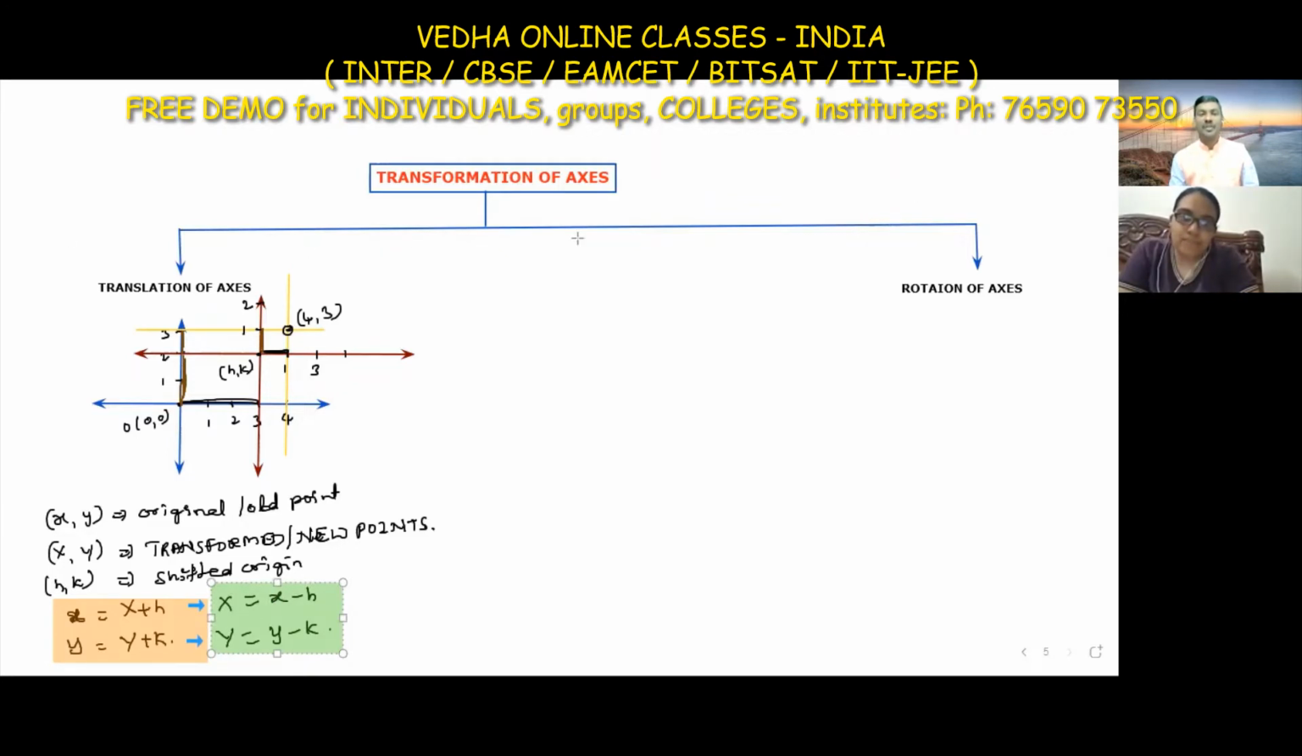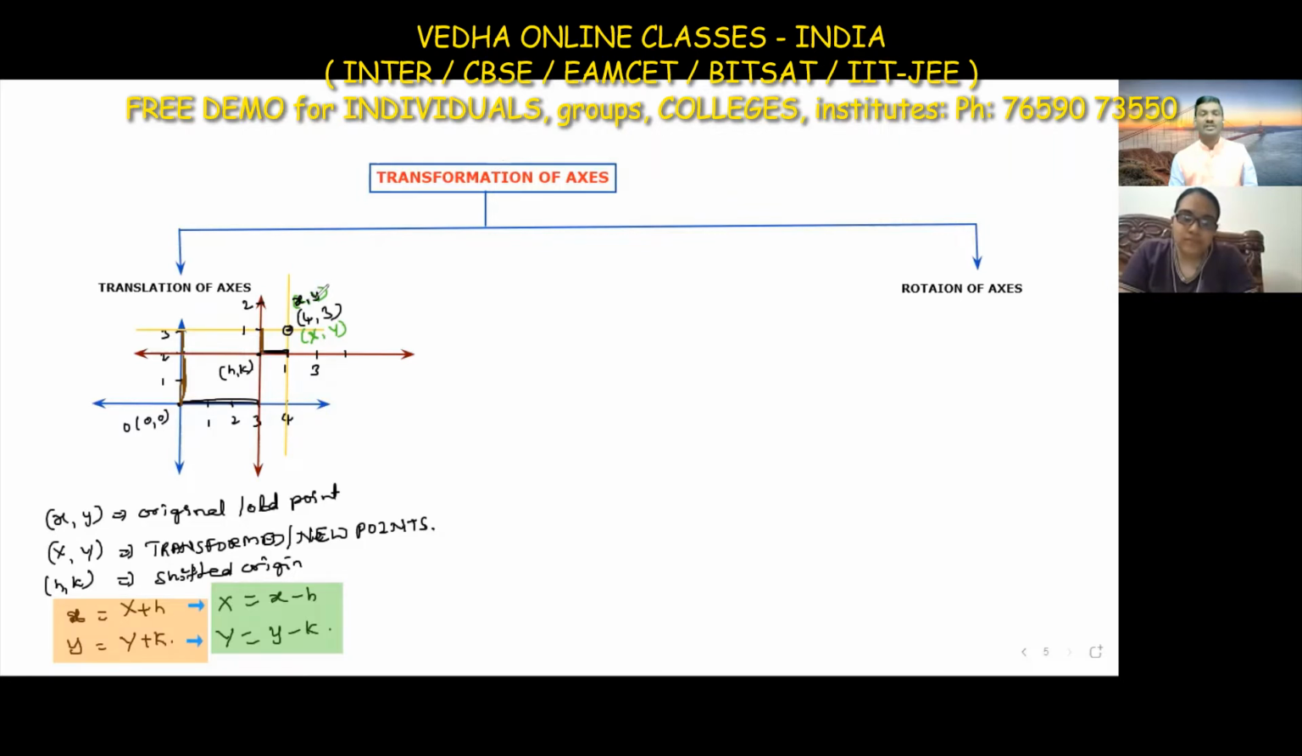Here the new points we always represent with capital X and capital Y. The old points we always represent with small x and small y. So this 4, 3 is the old point, small x and small y.